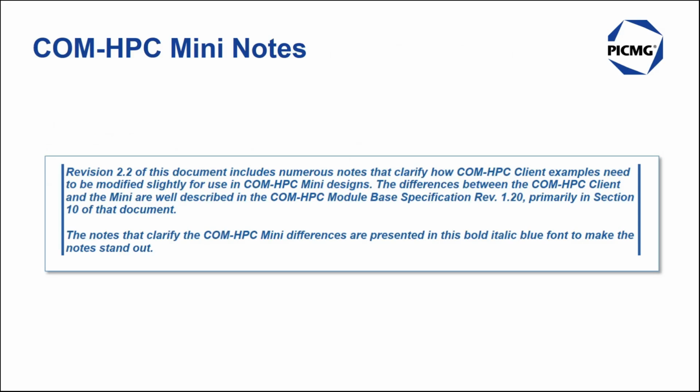With version 2.2, information about the COM-HPC Mini has been added to the design guide. The design guide has not been completely rewritten for COM-HPC Mini, and there are no special chapters that only describe COM-HPC Mini. To describe the additional COM-HPC Mini information in the design guide, there are many special notes throughout the document, which are countersigned as described in the image.